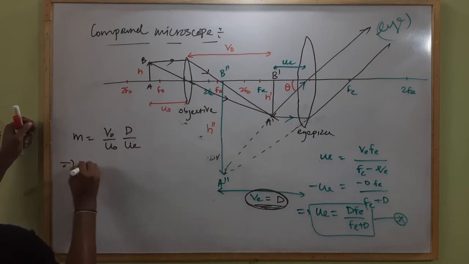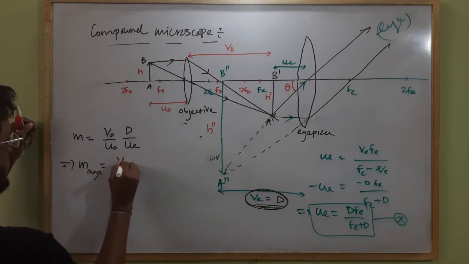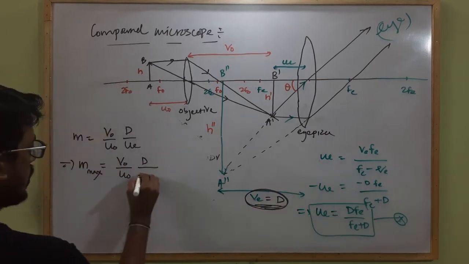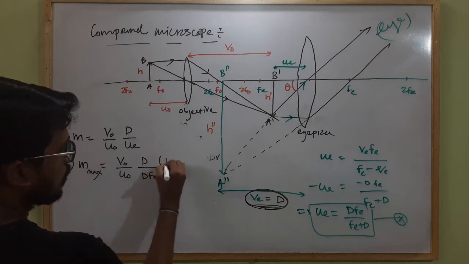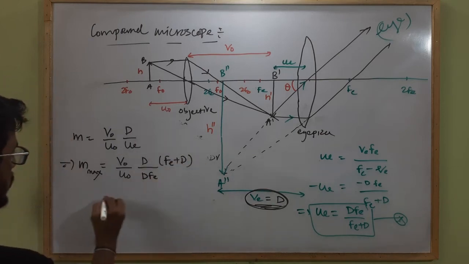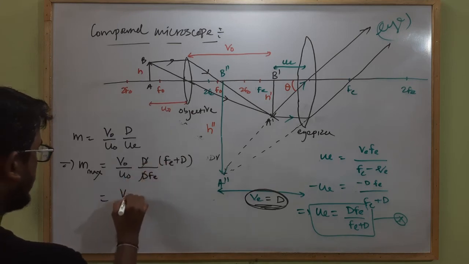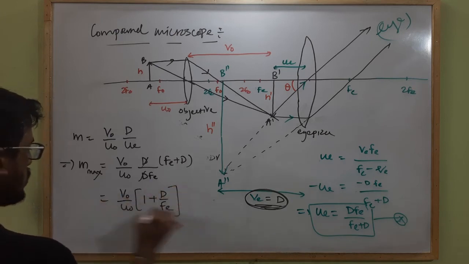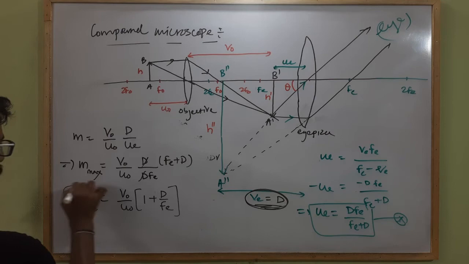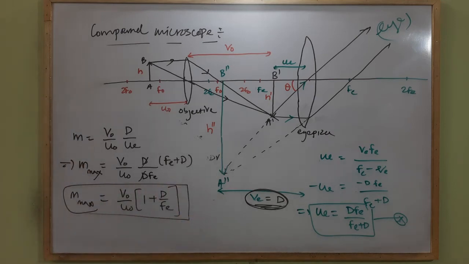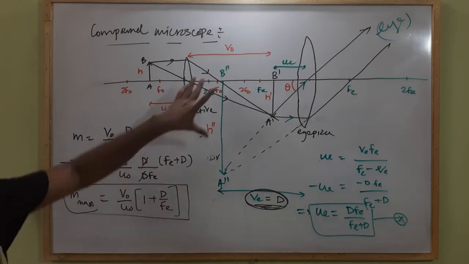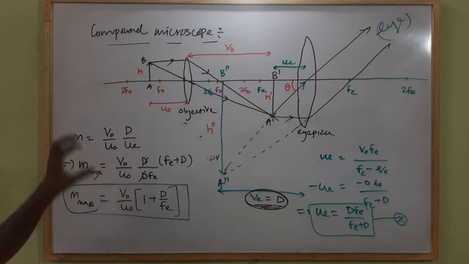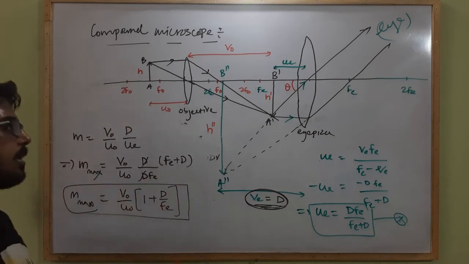V naught by U naught into D by UE. So here the maximum value of the magnification will be equal to V naught by U naught into D divided by, in place of UE I can write this much, D into FE by FE plus D. So this will be how much? D will get cancelled. V naught by U naught into 1 plus D by FE. So this will be the maximum value of magnification that can be obtained by a compound microscope when the final image is formed at where? The least distance of distinct vision, where V naught and U naught are the image distance and object distance with respect to the objective. FE is the focal length of the eyepiece.